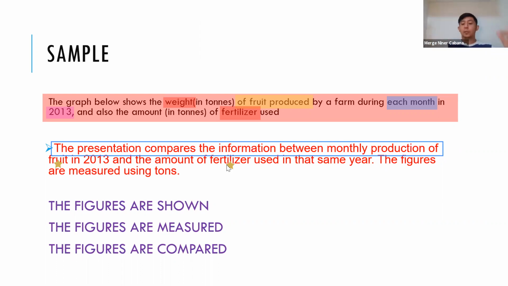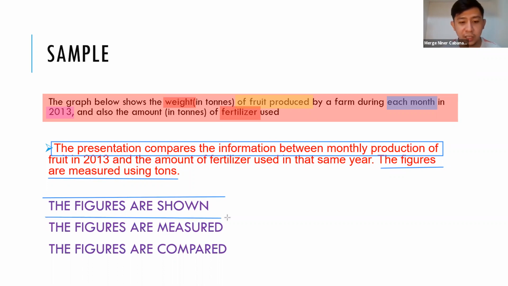So the reason why I have come up with this as my second sentence, take a look at this. Why I used the figures are measured using tons as my second sentence is because if I separate the monthly production of fruit and fertilizer, 2013, I've put everything. Well, what's my second sentence going to be? Well, that is the idea. You can use the figures are shown. You can use the figures are measured. You can use the figures are compared.